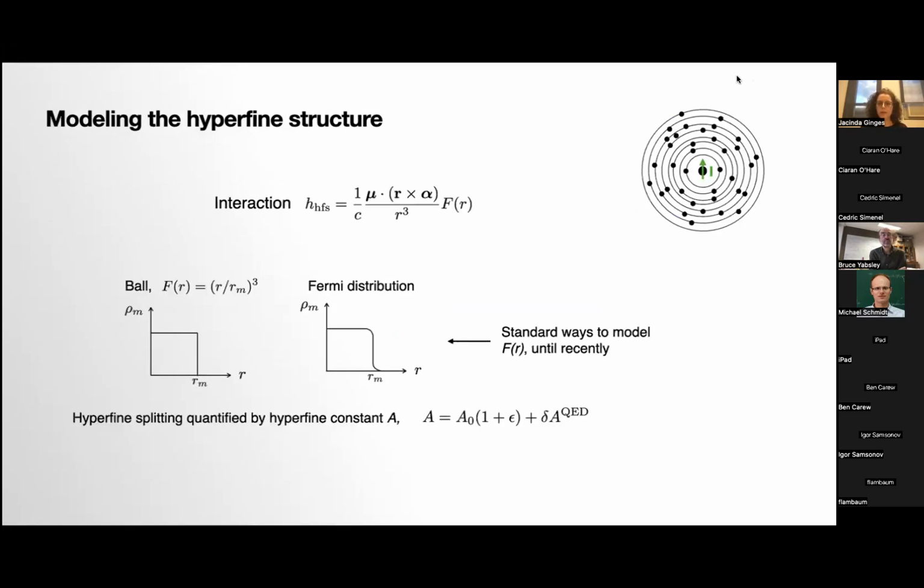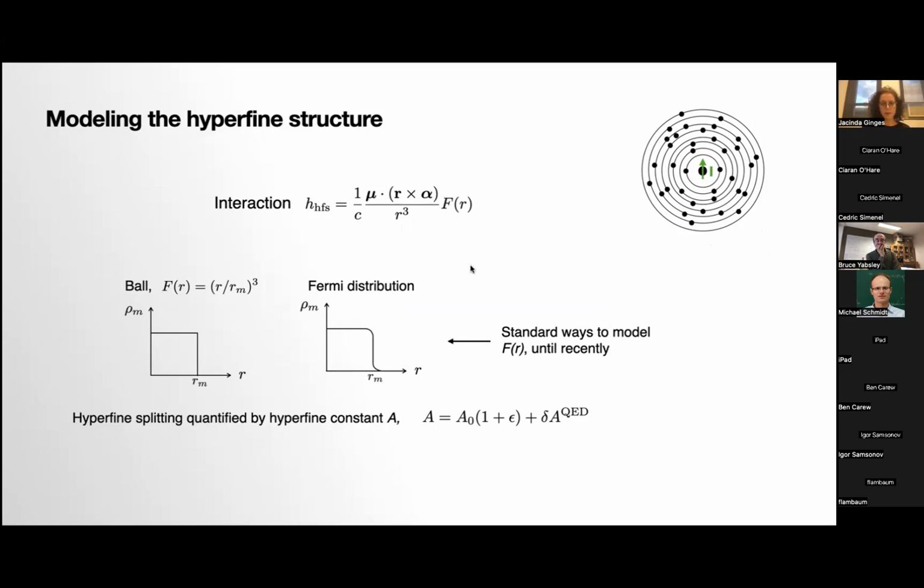So let's just have a little look at our modeling of the hyperfine structure. So the relativistic operator, which just shows us how the nuclear magnetic moment interacts with the magnetic field of the electrons, looks like this. And this is the Dirac matrix.